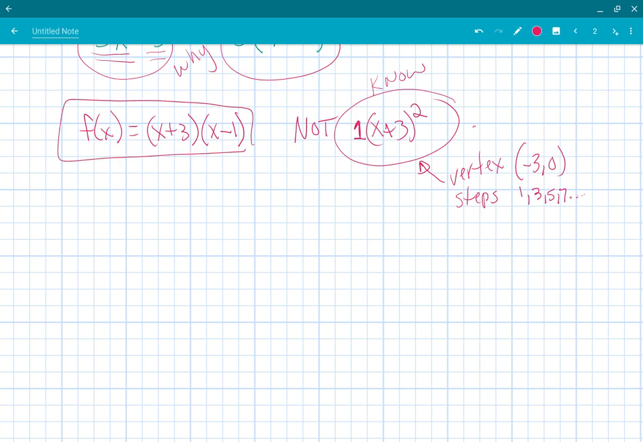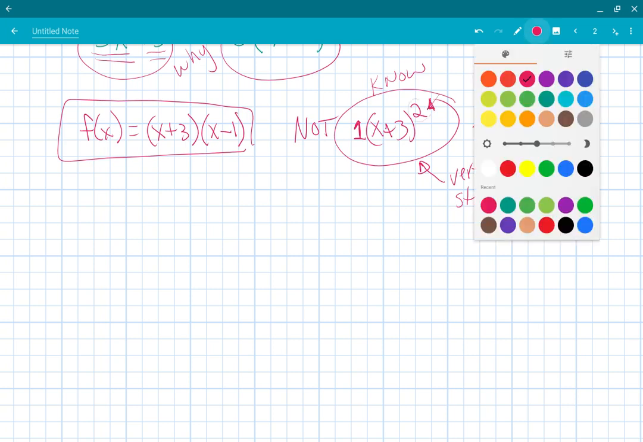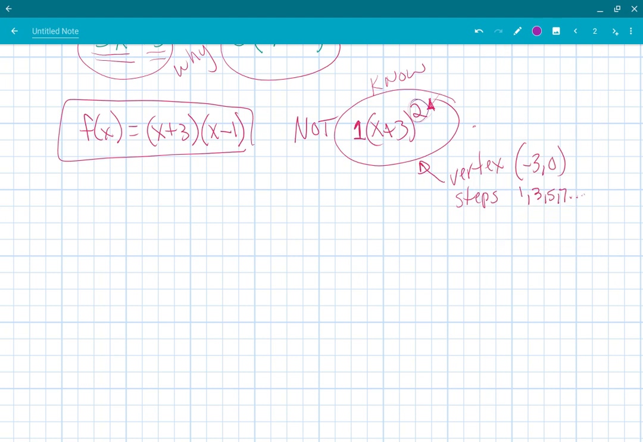We can't find the vertex for this one. Does that make sense? In order to have the vertex, we need to have that squared here. We need to have this piece right here, because if you put a 3 here, it won't work. So let's make a table, okay? We're going to make a table.